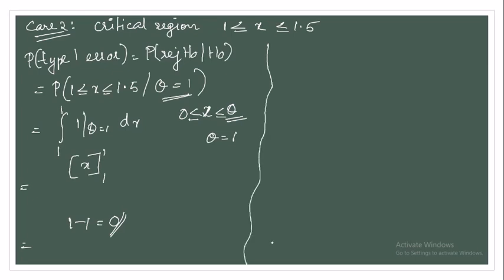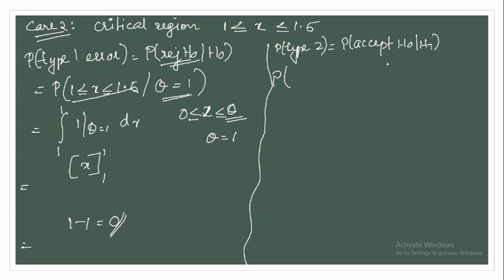Now let's have a look at the probability of type 2 error in this case, that is when the critical region lies between 1 and 1.5. So what is the probability of type 2 error? Probability of accepting H0 when H1 is given. Now what does that mean? The probability of rejecting H0 is this, right? So what will be the probability of accepting H0 in this case?